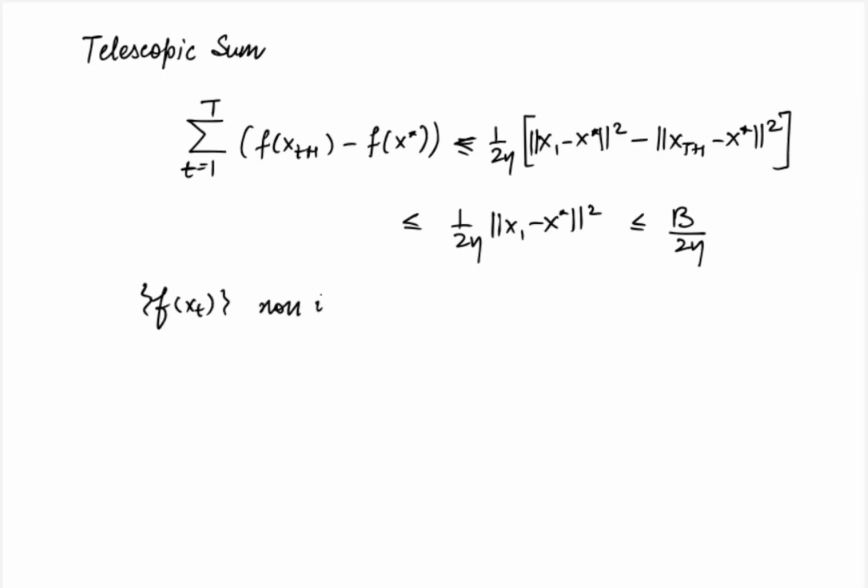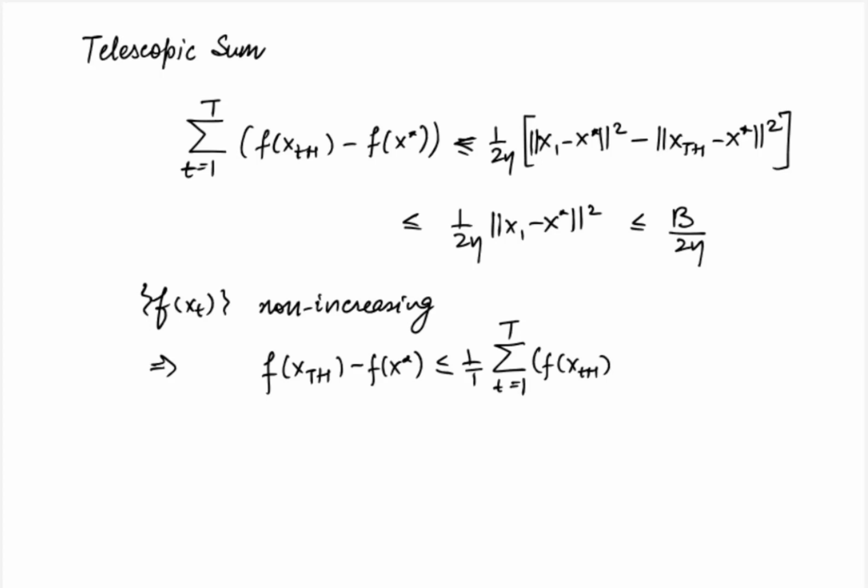We have already proved that the sequence f of xt is non-increasing, so that the bound on the optimality gap is given by f of x capital T plus 1 minus f of x star less than equal to 1 over T summation from t equal to 1 to capital T f of xt plus 1 minus f of x star, less than equal to b by 2 eta T.